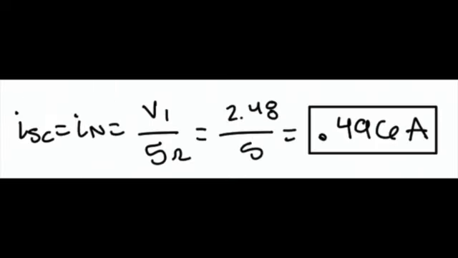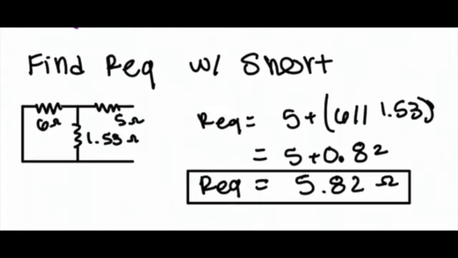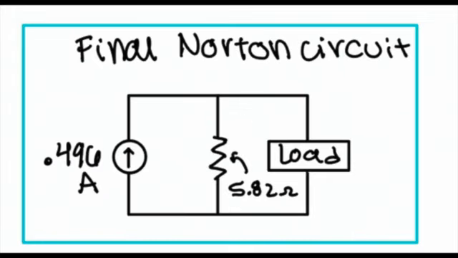This value is then used to calculate the current of the short circuit, which is equal to the current source of the Norton equivalent, using Ohm's law. This results in a current of 0.496 amps. The last unknown that we have to solve for is REQ, which as previously stated is the same as the Thevenin REQ value of 5.82 ohms. By combining the 0.496 amp current source in parallel with REQ and connecting back to network B, or the load, we arrive at the final Norton circuit equivalent as shown.